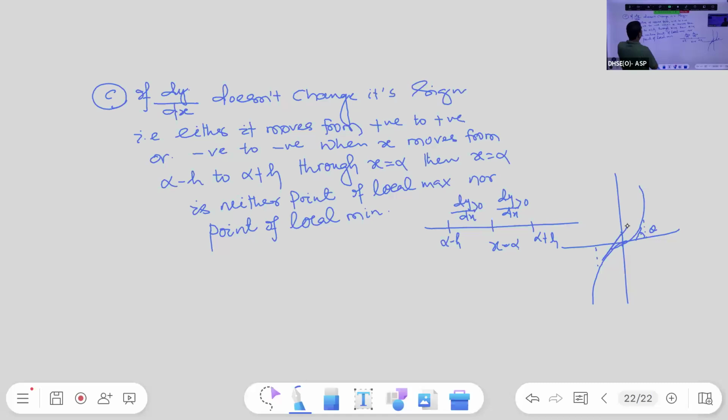So let us discuss a couple of problem questions on this concept. That means we have to find points of local maximum, local minimum, and corresponding local maximum and local minimum values using the first order derivative.